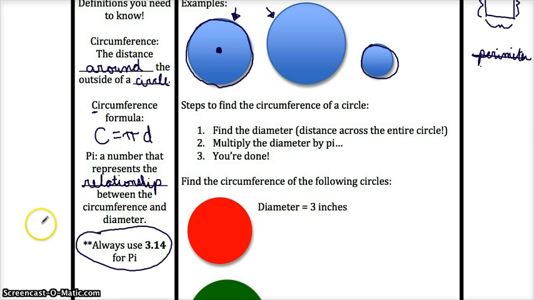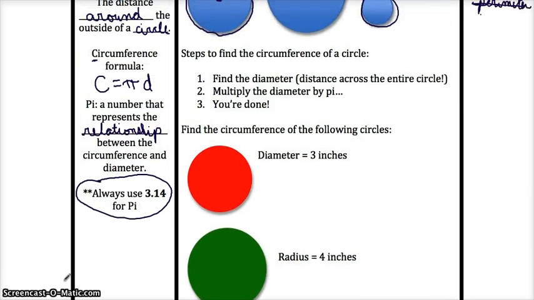If you look it up, pi is a number. It's 3.1415, blah, blah, blah. It goes on and on and on forever. It's an endless number. It's an irrational number because it never ends and does not repeat. So we just abbreviate it, and we use 3.14 to abbreviate it.